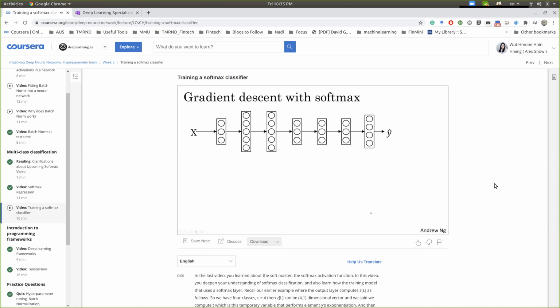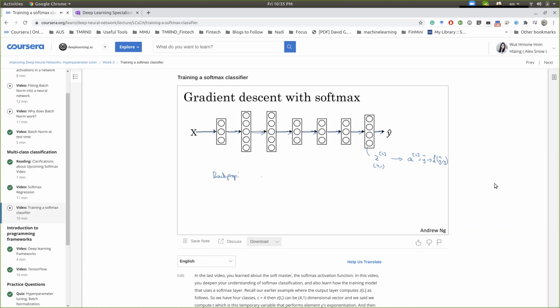Finally, let's take a look at how you implement gradient descent when you have a softmax output layer. This output layer will compute ZL, which is C by 1, in our example 4 by 1, and then you apply the softmax activation function to get AL, or y hat, and that in turn allows you to compute the loss. We've talked about how to implement the forward propagation step of the neural network to get these outputs and to compute that loss. How about the back propagation step, or gradient descent?